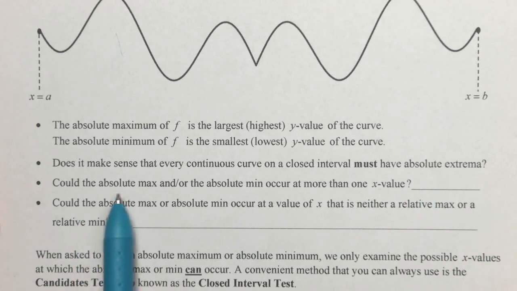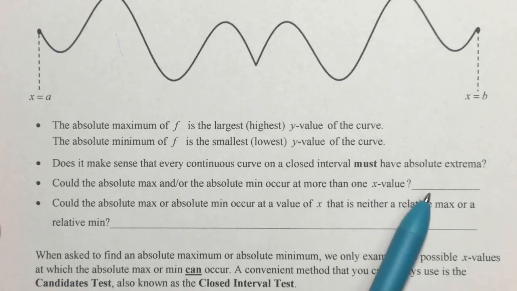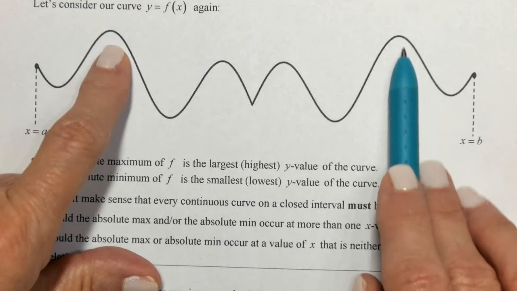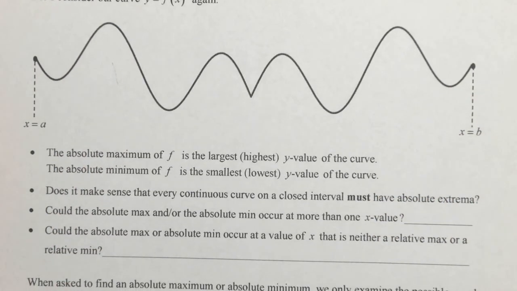Okay, could the absolute max or the absolute min occur at more than one x value? Well, of course. If the maximum y occurs at two different spots, it could have two different x values, but there's only one absolute maximum value of the function.